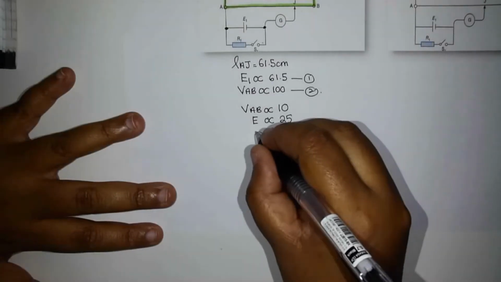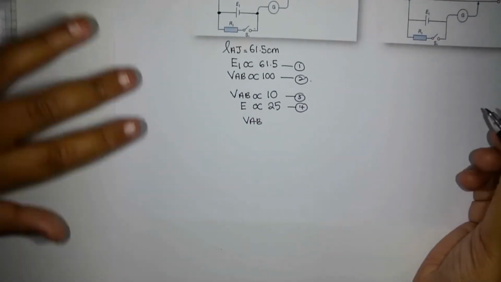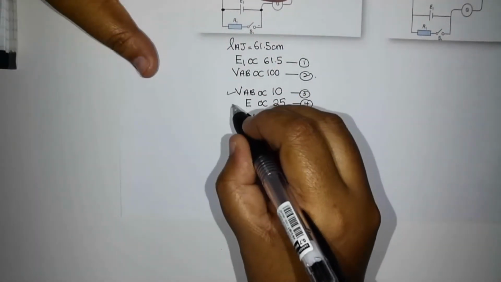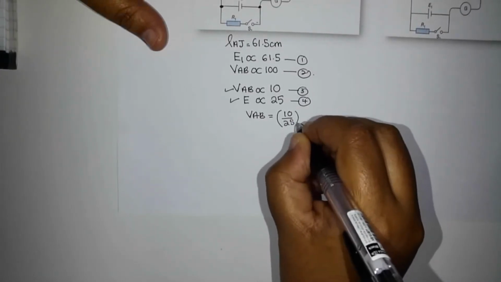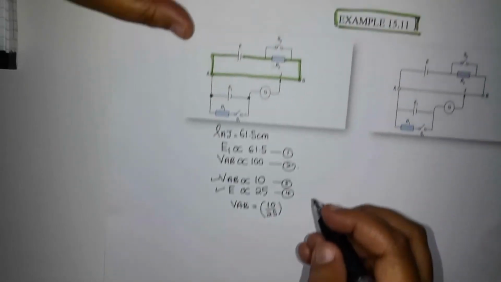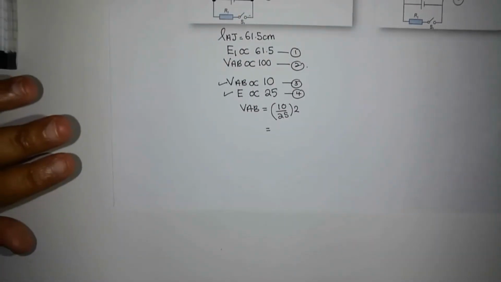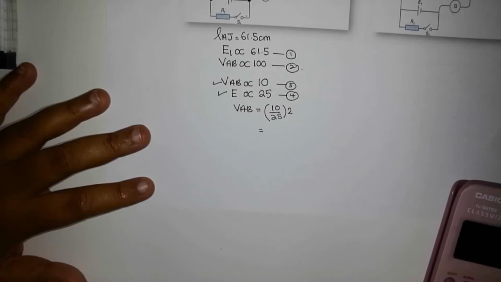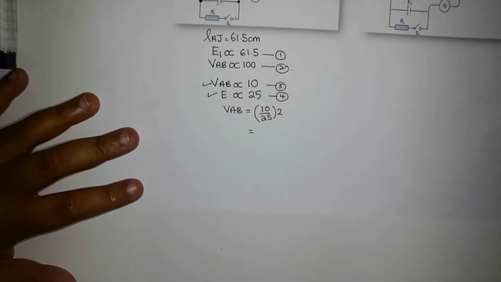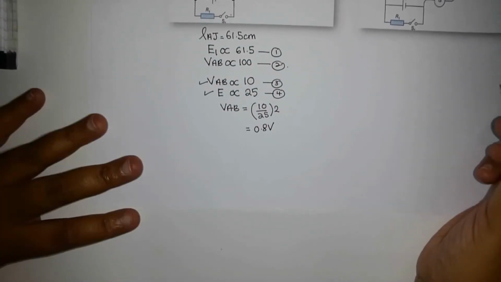Okay, so VAB, this one is number 3, this one is number 4. Correct? So we solve number 3 and number 4 first. We get VAB equals to 10 over 25 times E. E is 2 volt. Okay, so what do I get? 10 times 2 divided by 25. So I get 0.8 volt. 0.8 volt VAB.